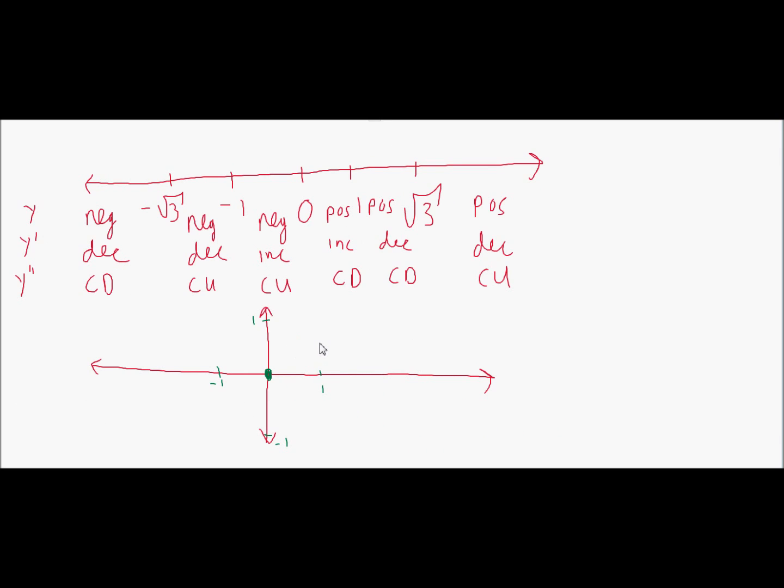So 1, 1/2 is going to be like right here. -1, -1/2 is going to be like right here. We could put the coordinates there. 1, 1/2. -1, -1/2. Okay.